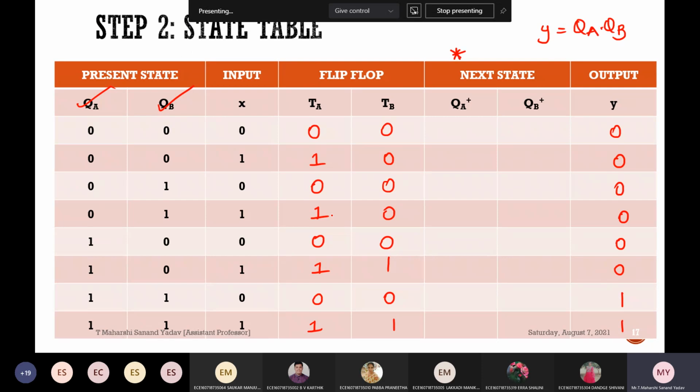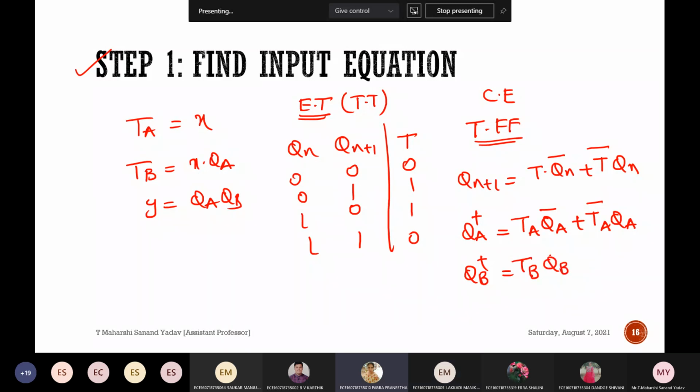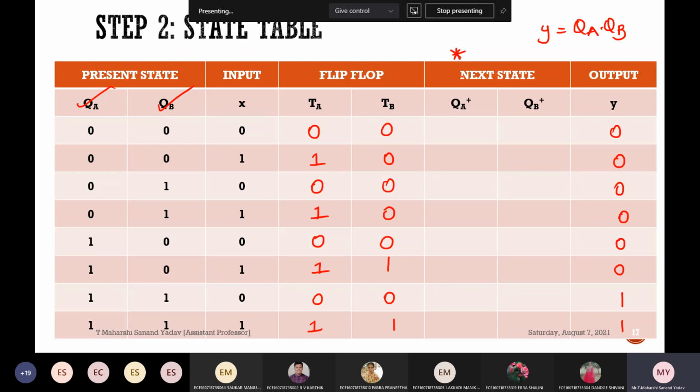Now what we need? We need QA plus followed by QB plus. So what is the answer for QA plus? Simply write the TA. Suffix A. TA XOR, T bar QA. Right. Next, QB. TB QB bar plus TB bar QB. So simply you make use of these two equations and fill that particular two columns. Please solve and tell me the answers for QA plus followed by QB plus. I'll give 2 minutes of time.